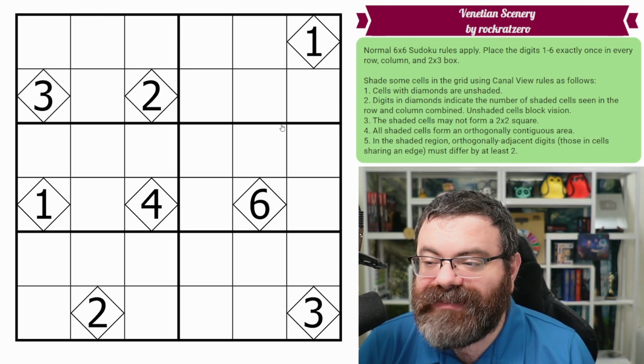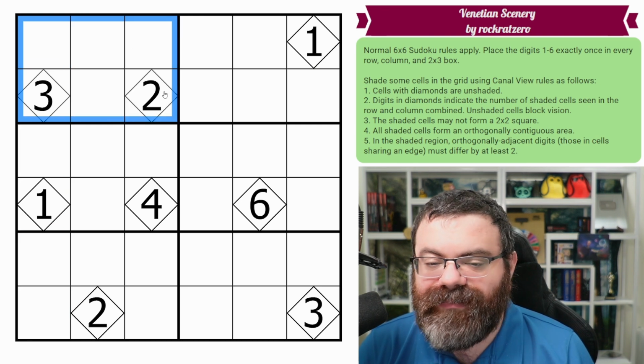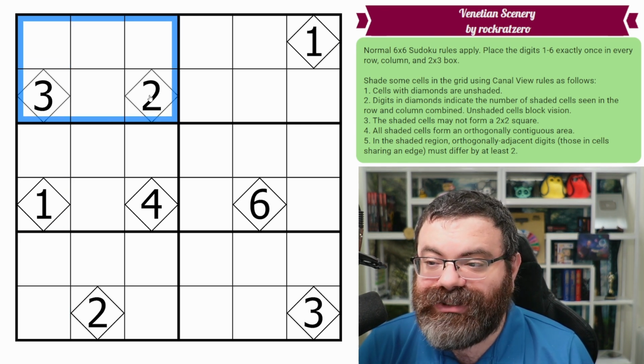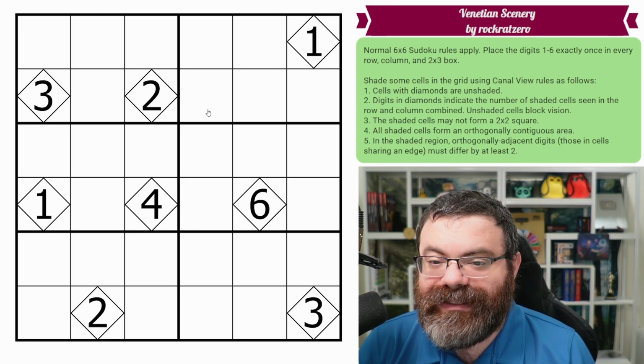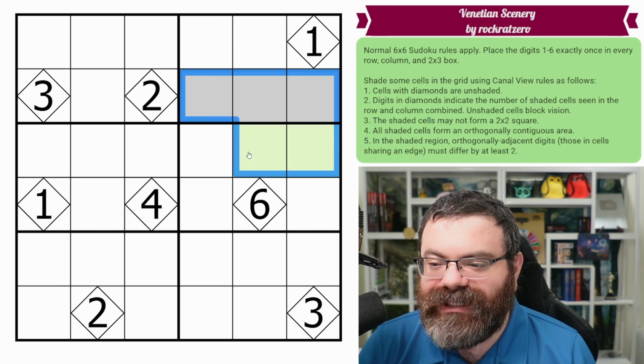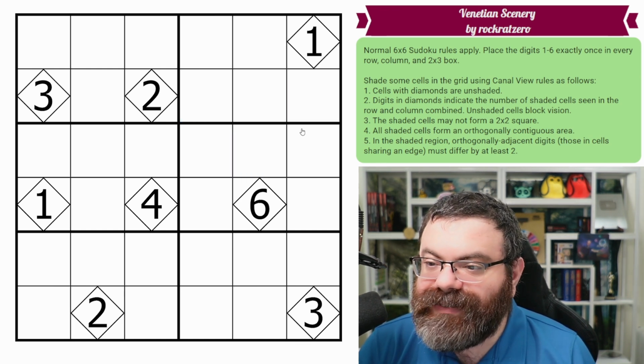So we do have normal 6x6 Sudoku rules. In every row, every column, and every 2x3 box, we are placing the digits 1 to 6 exactly once each. Now we're going to be shading some cells. I'm going to use gray as our shaded, and we're going to mark any unshaded cells as green. That's pretty standard for pencil puzzles, on digitally at least.